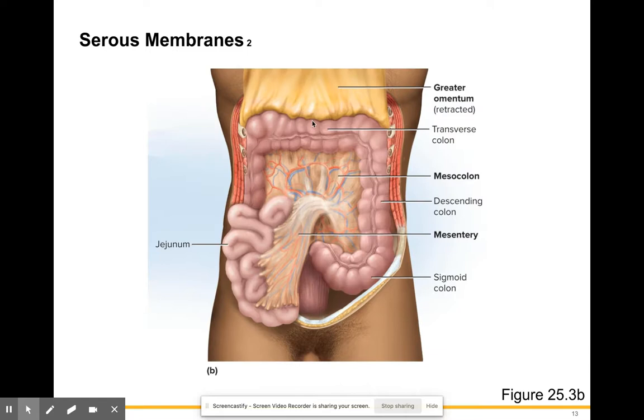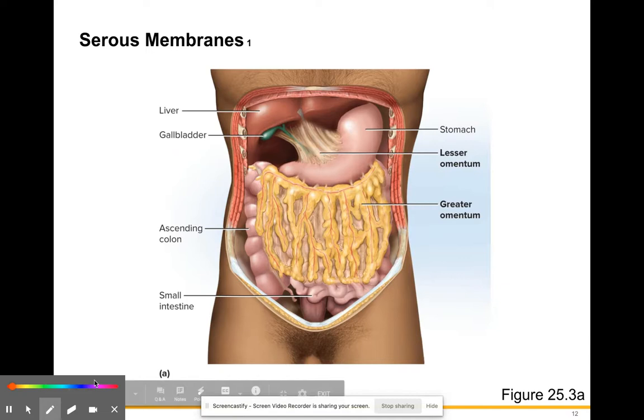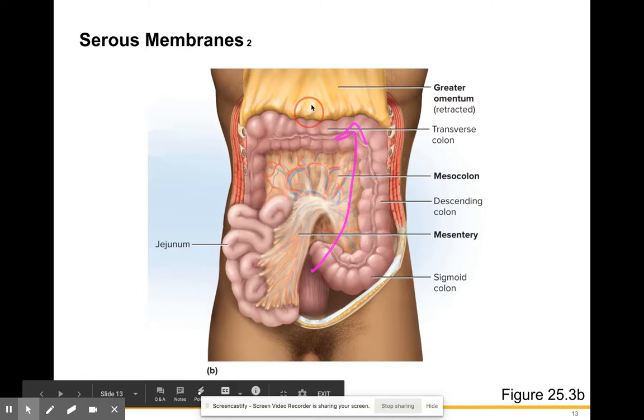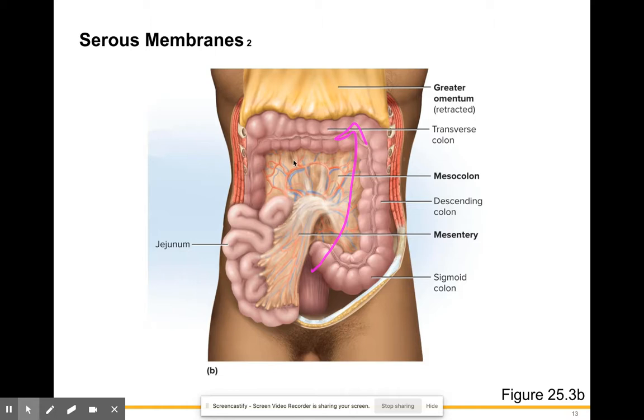So if we lift up the greater omentum, we lift this straight up. Let me get a pen here. If we take this from the bottom and we lift it up this way, what we see is this, right? We've lifted it up this way. And underneath, what you see is the small intestines, and the large intestine is this area here. What we see in between the large intestine and the small intestine are the mesenteries. You can see all the arteries and veins network in there. And that's going to keep our intestines from tangling as well as the greater omentum.